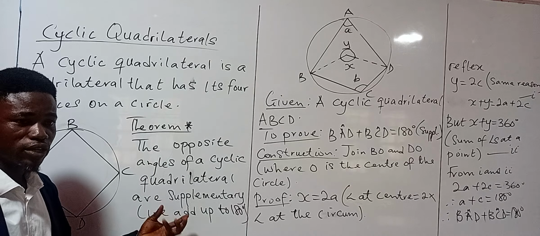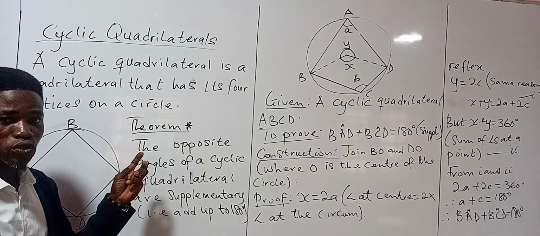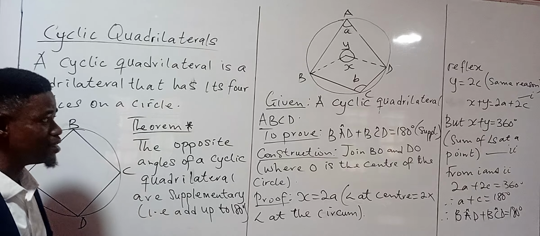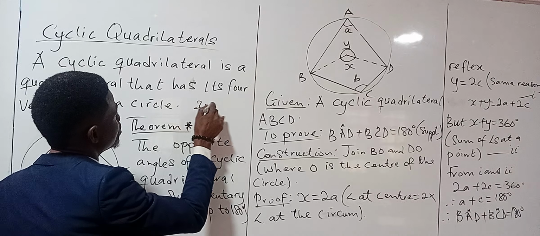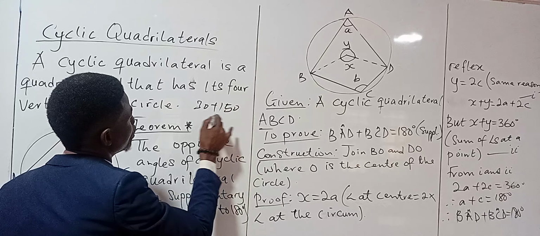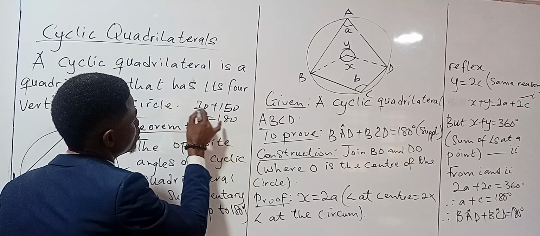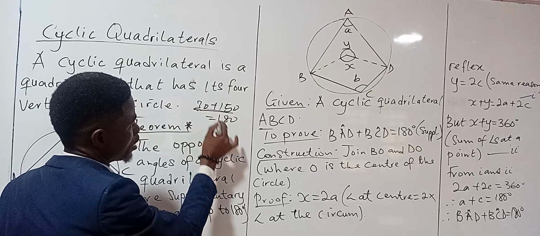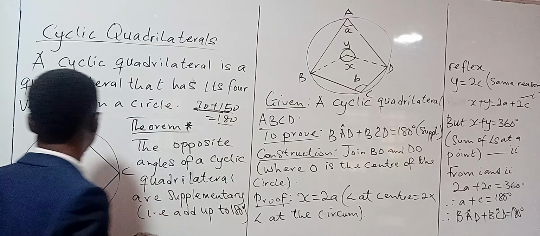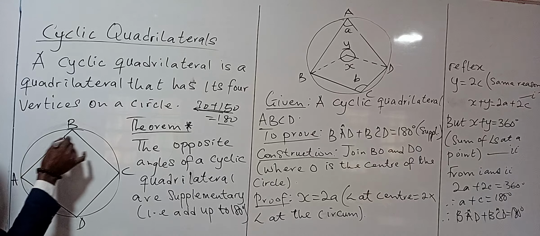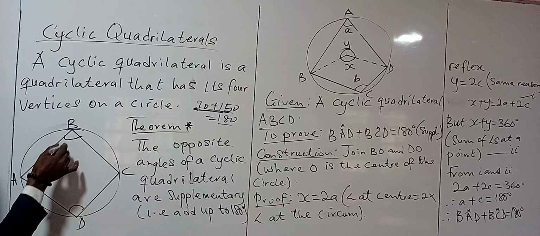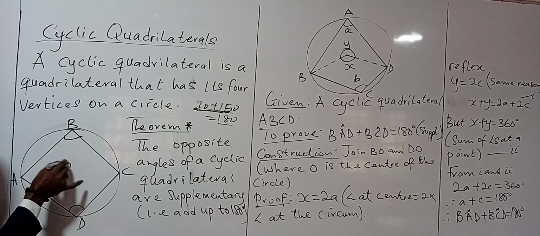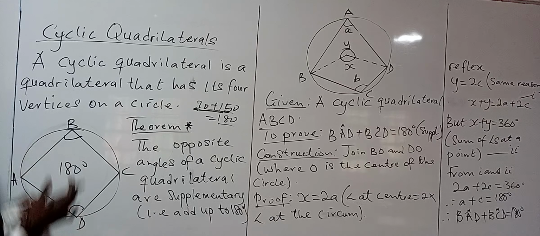What do you mean by supplementary? That is when you add up two angles together, it will give you 180 degrees, just like 30 plus 150. Are you getting it? These are the two supplementary angles. When you add this angle and this angle together, it will give you 180 degrees. That's what this theorem is all about.